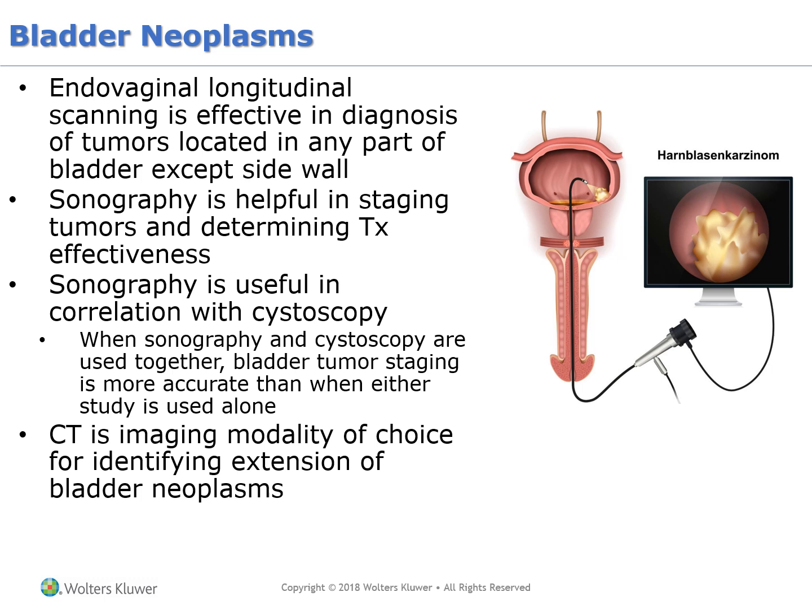CT is technically the imaging modality of choice for identifying extension of bladder neoplasms, not so much for seeing the neoplasm itself, but if you've been diagnosed with a neoplasm, to see if it has metastasized or how deep into the bladder wall it's gone, then CT can be a really good option.